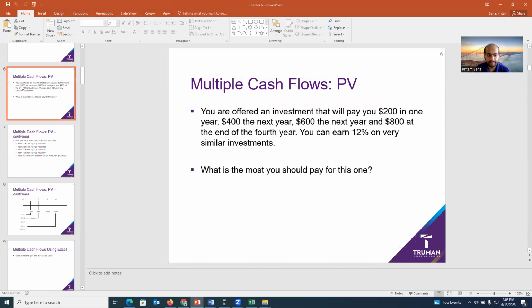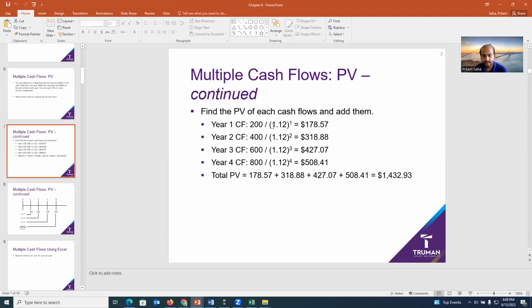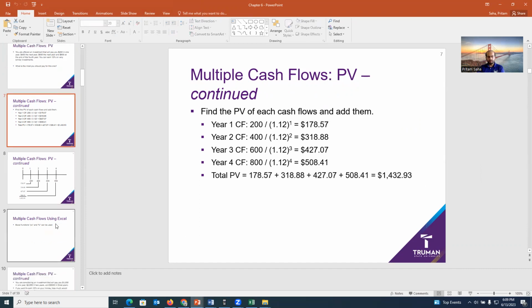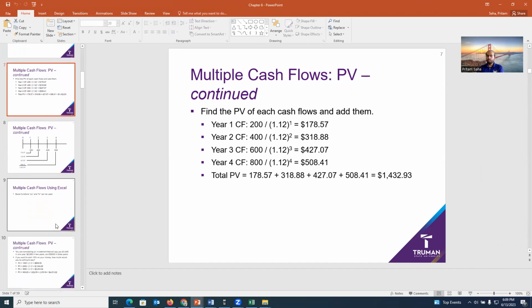So here is the example. You're offered an investment that will pay you 200 in 1 year, 400 in year 2, 600 in year 3, 800 in year 4. 12% is the appropriate rate. So 200 divided by 1.12 to the power 1, 400 divided by 1.12 to the power 2, and so on, and then sum them up. That's it. So that's basically how to deal with present value and future value when you have multiple cash flows.